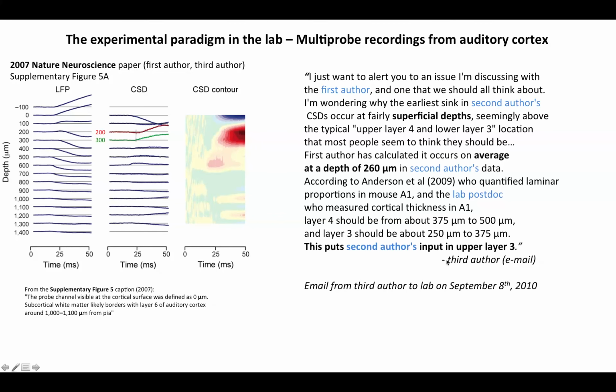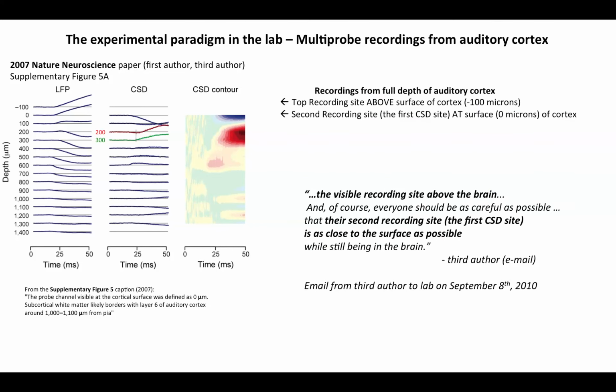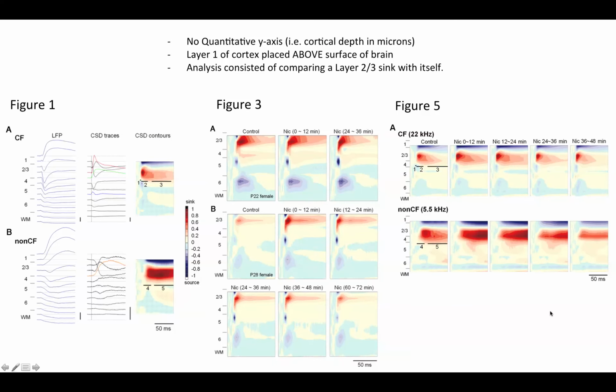And again, if you look at this email, which I've reproduced on the site and which I can forward to you if you'd like to see it, it's very clear that they're entirely aware of the superficial depth of the analyzed sink. And the email is also very clear about the positioning of the multiprobe, which is entirely consistent with all the analysis that I've shown you thus far. So in figures 1, 3, and 5, there's no quantitative y-axis. Astoundingly, layer 1 of cortex is placed above the surface of the brain. And the analysis throughout consisted of comparing a very superficial layer 2/3 sink with itself.